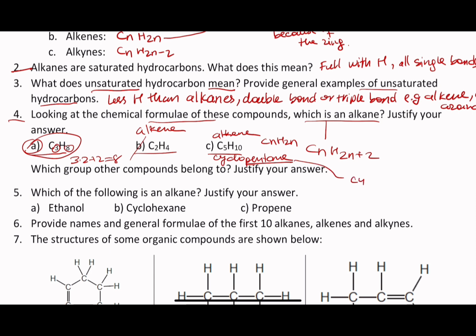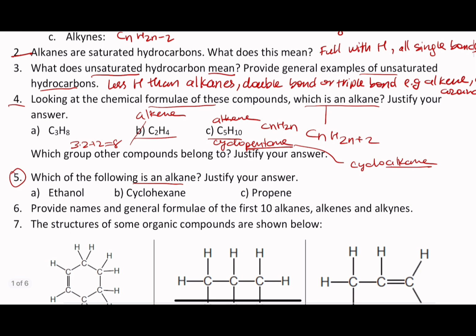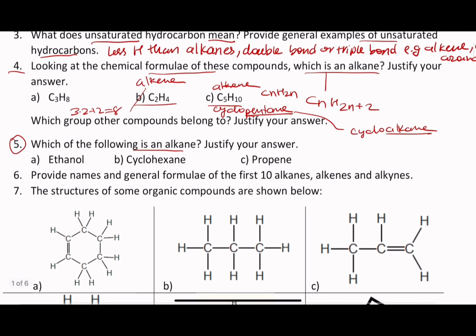Cyclopentane is a cycloalkane, right? But it is not an alkane. So the only alkane is this guy, A. I'm just going to erase this so you guys can see it. So now we go to question 5. Which of the following is an alkane? And out of here, we only have this one, which is closer to the answer, but is not the actual answer.